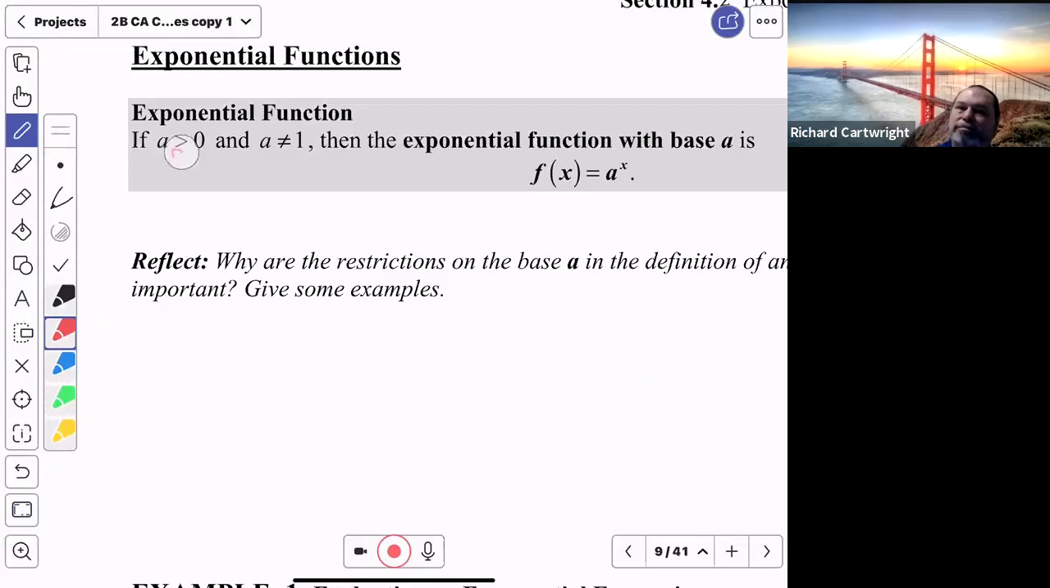If a is greater than 0 and a does not equal 1, then the exponential function with the base a is f of x equals a to the x. Why can't a equal 1?